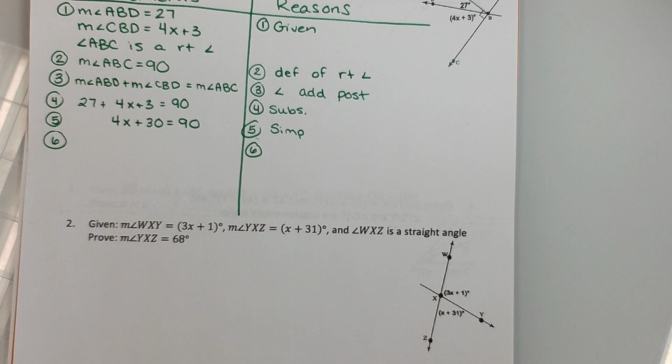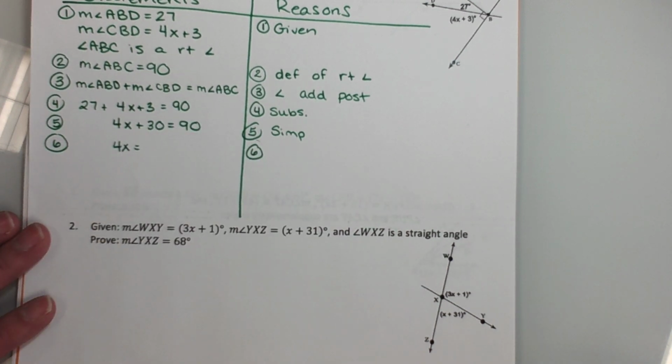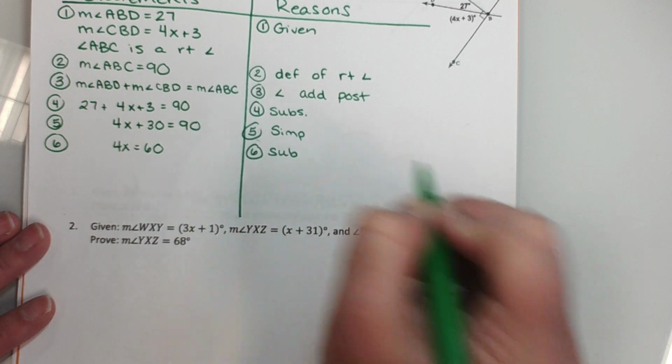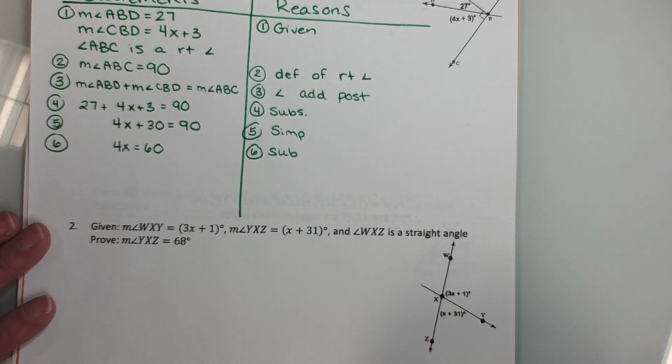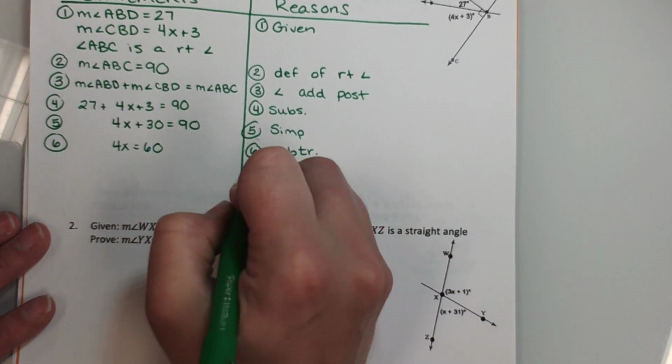Then what would you tell me to do? Subtract the 30. 4x, 90 minus 30 is 60. I did subtraction. SUB? Is that far enough? No, SUBTR. All the way to the R for subtraction.